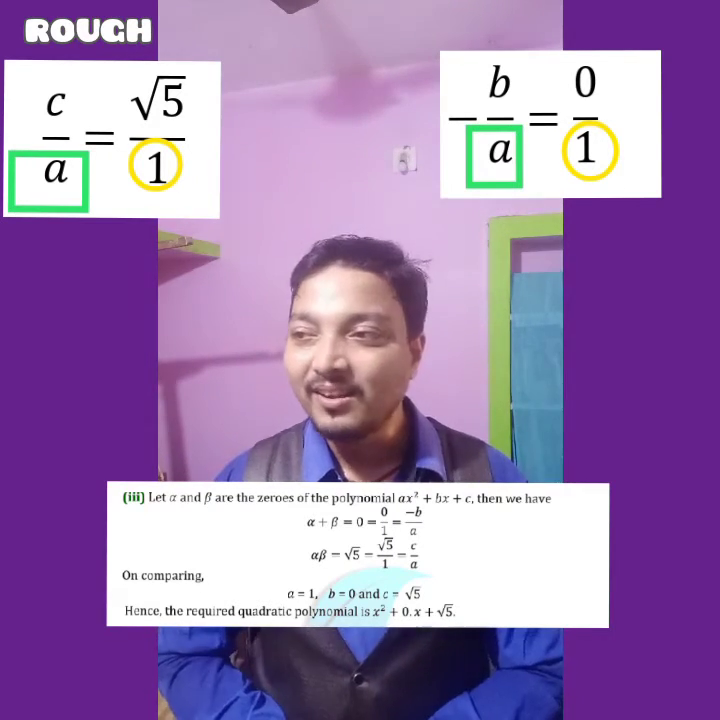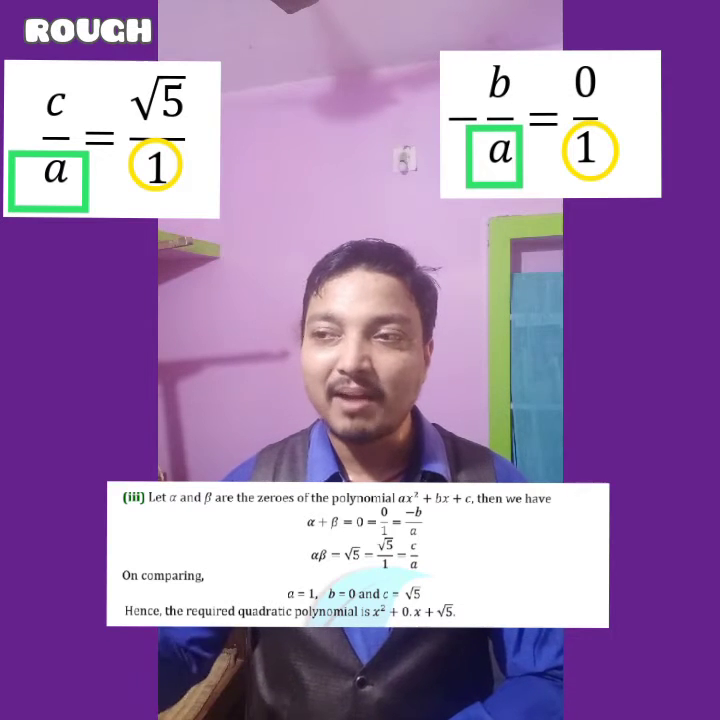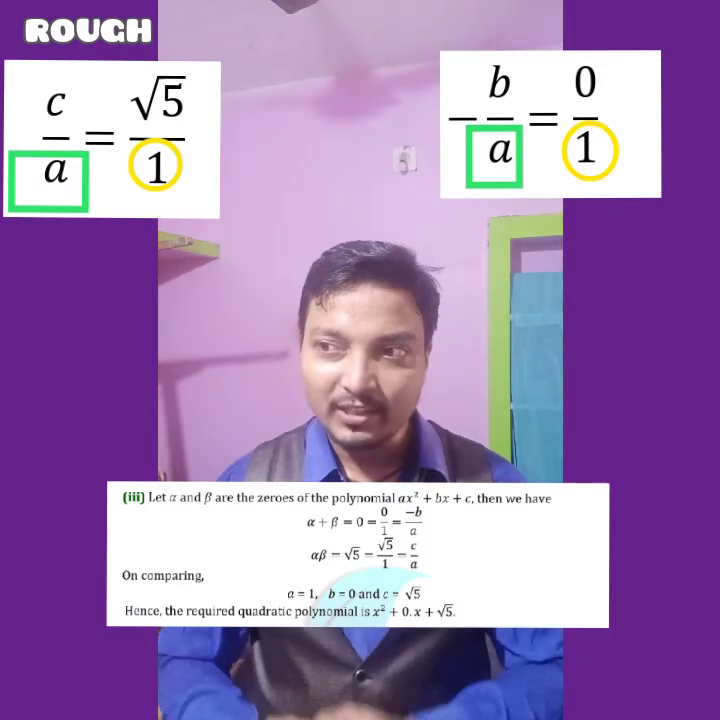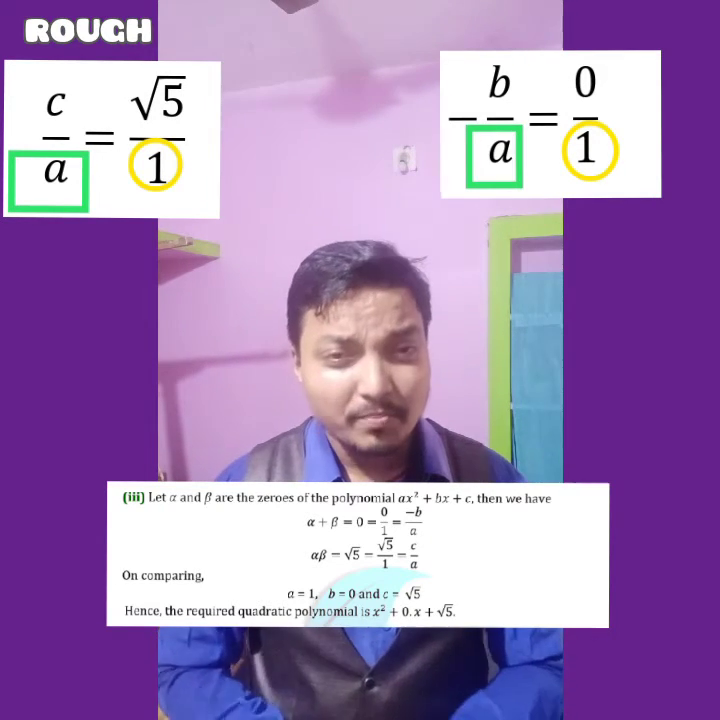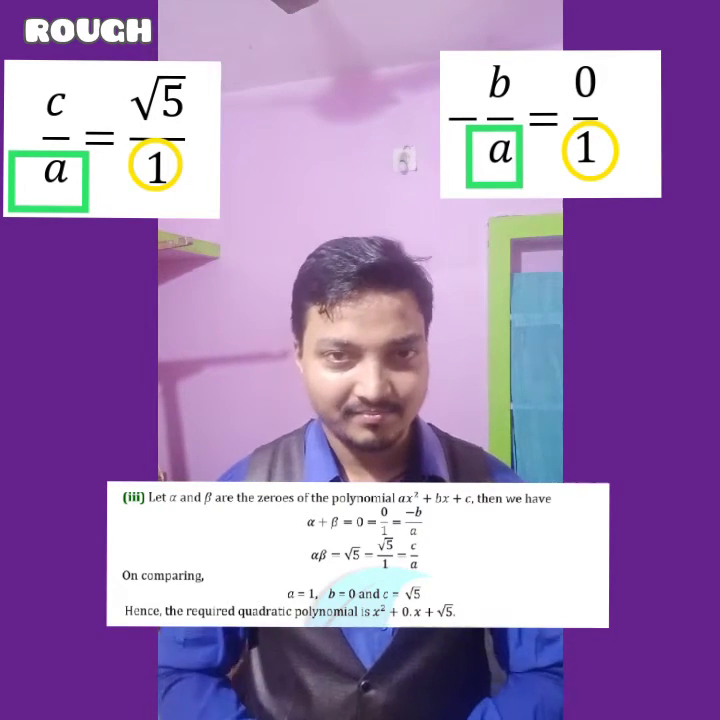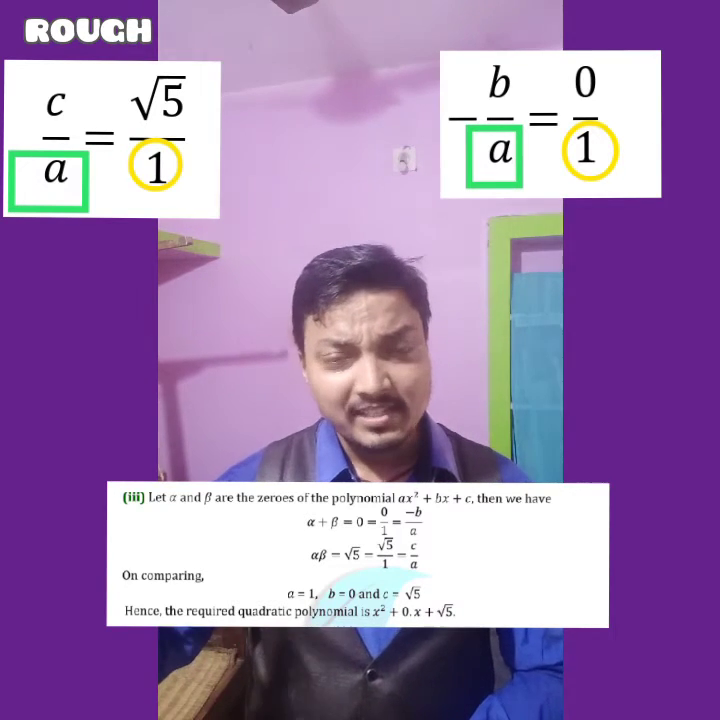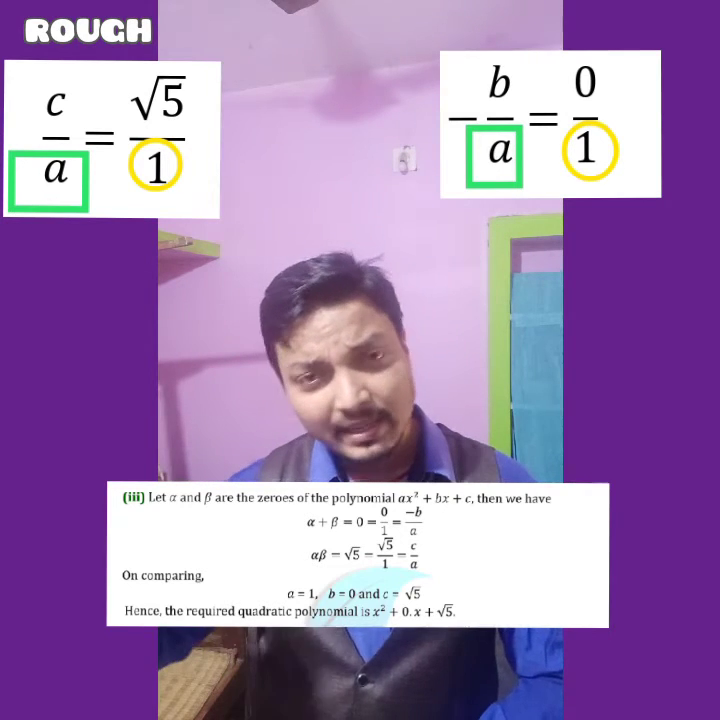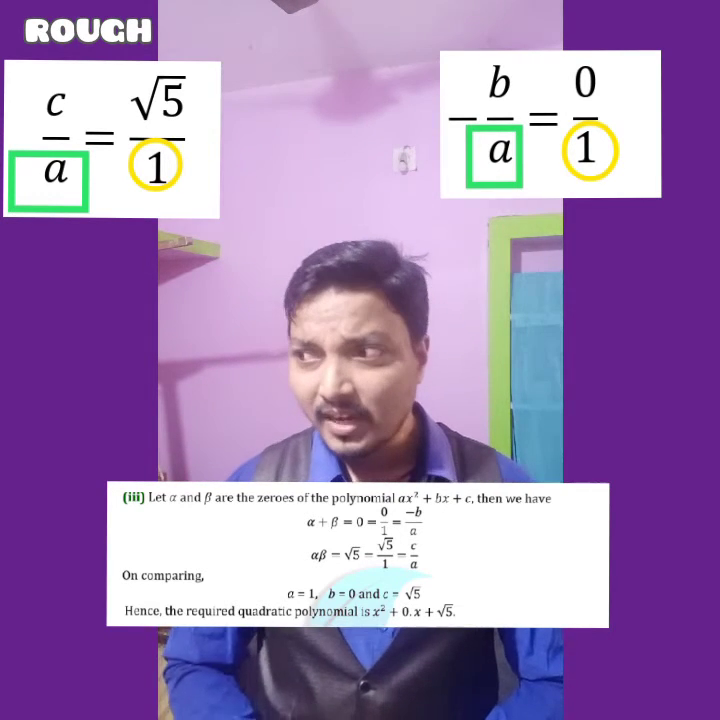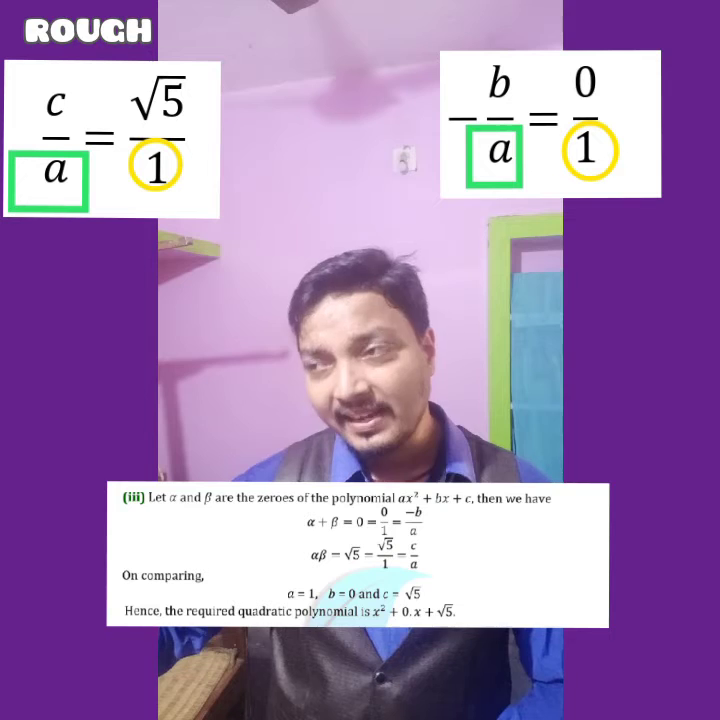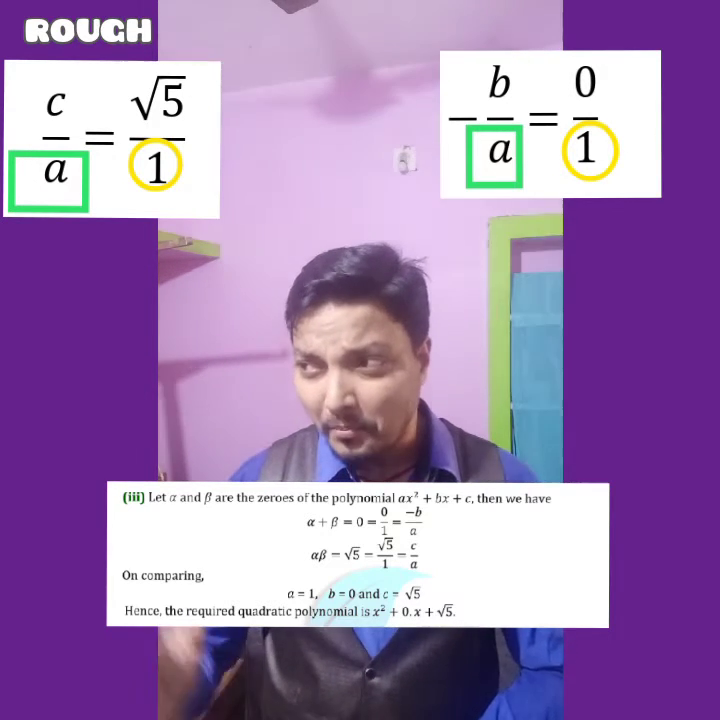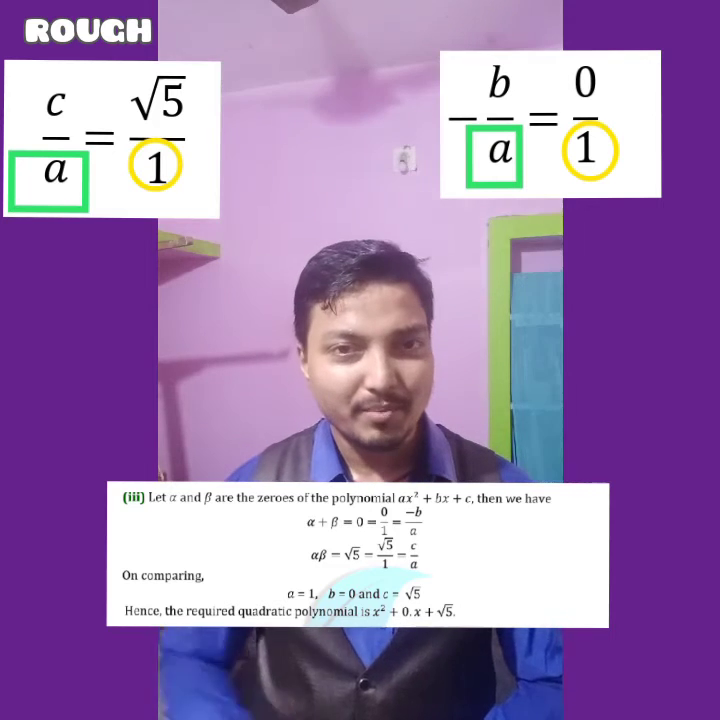Since the denominators are equal, directly you have to compare and tell me the values of a, b, c. The denominator in both cases is 1, so a is equal to 1. Here minus b matches with 0, so b is minus 0, which means 0. And c matches with root 5, since a matches with 1 and the numerator c matches with root 5. So the value of c is root 5.